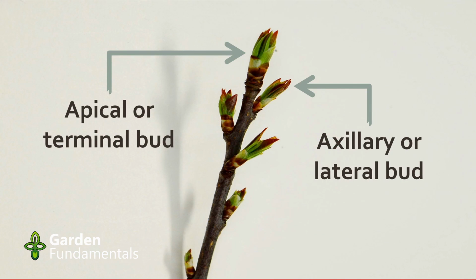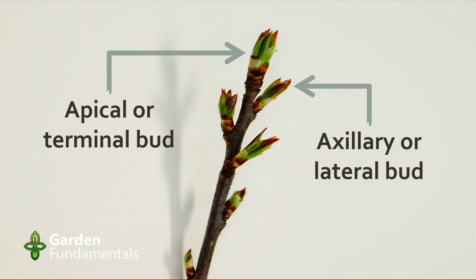Let's change the subject a little bit. We're going to have a look at the tip of one of these trees now. And if we look at these tips, in fact, right now is a good time to go out in the garden and look at these because they're swelling and they're starting to show the growth on them. Right at the tip, we have something called the apical bud or the terminal bud. And then down below it, we have other buds. And these are the axillary or the lateral buds.